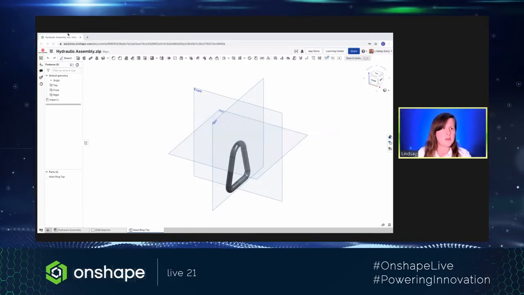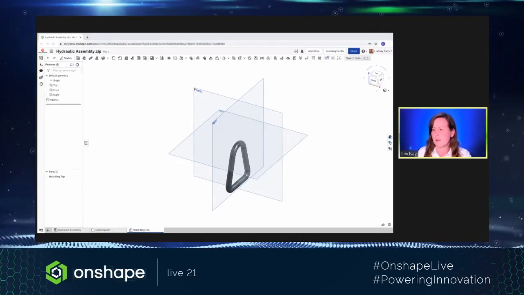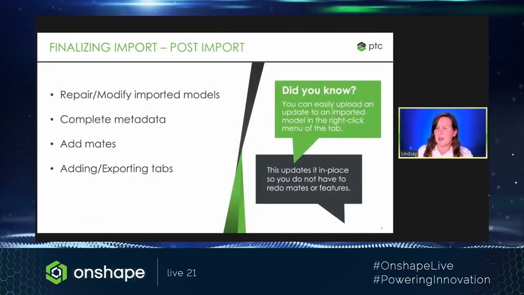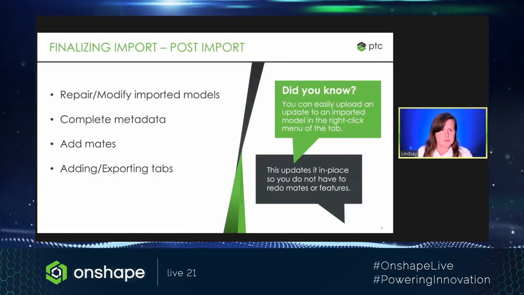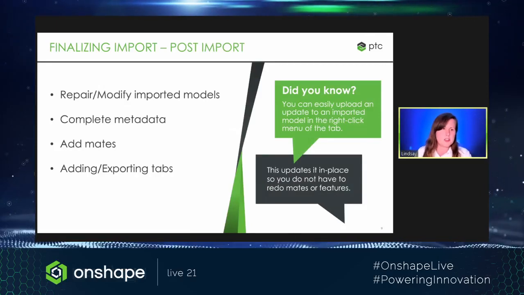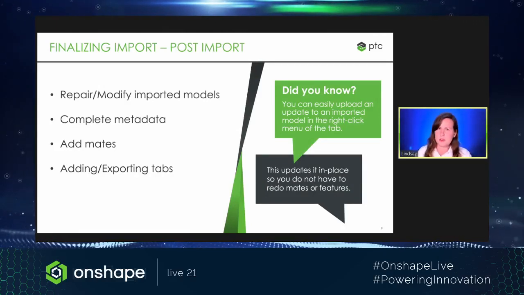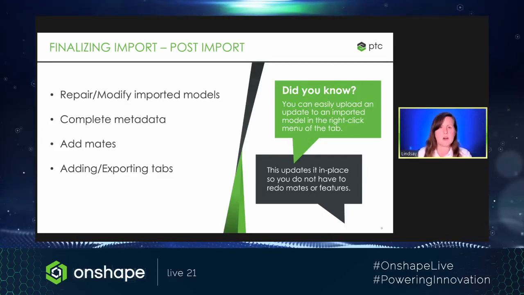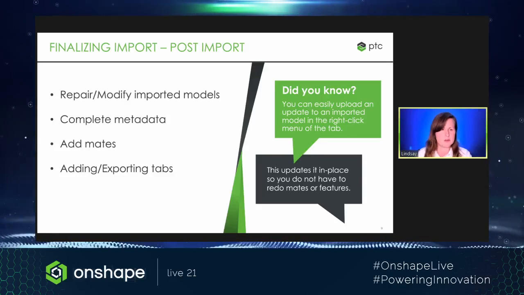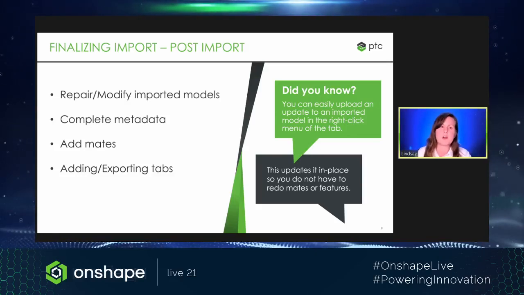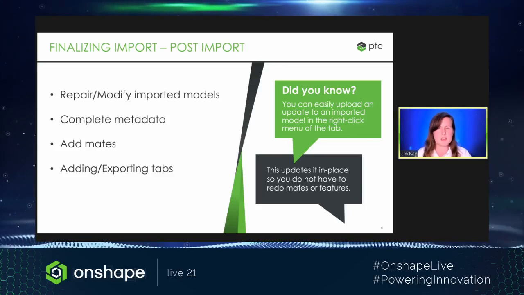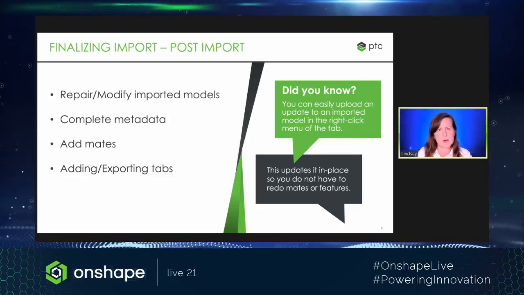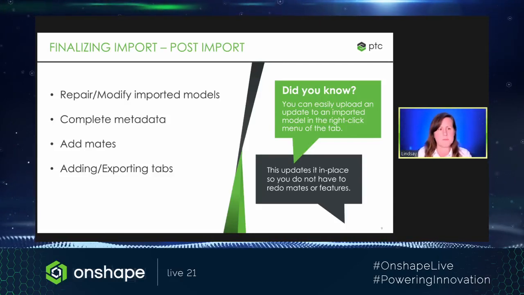So let's get back to the presentation. Okay. So post import, if there are repairs, you could do them. There shouldn't be too many between SOLIDWORKS and Onshape because they are both built on the Parasolid kernel. So you shouldn't see that too much, but if there are any modifications that you need to make, now's the time to do it. You should also complete the metadata because that does not come over, as it's just a solid that's coming in.